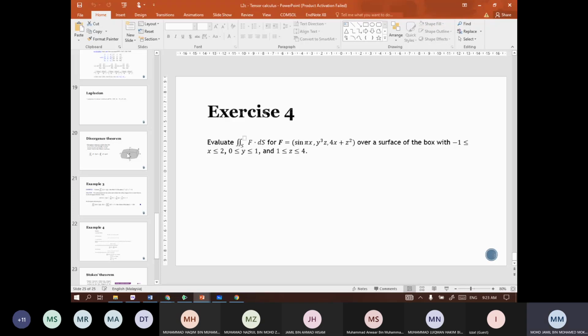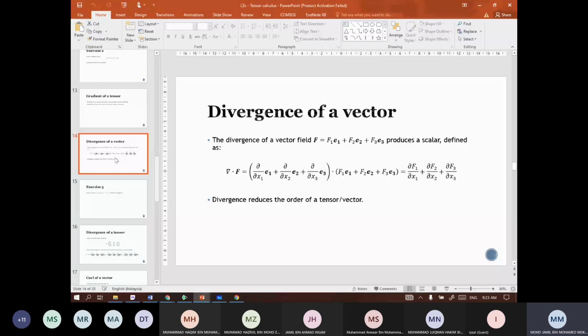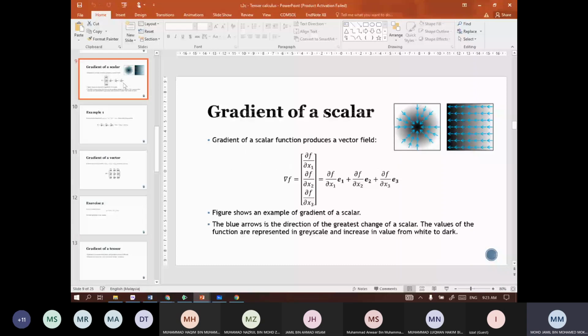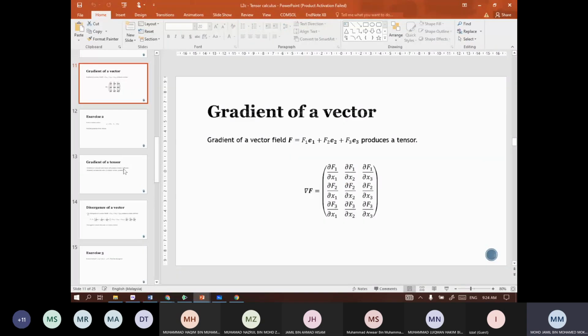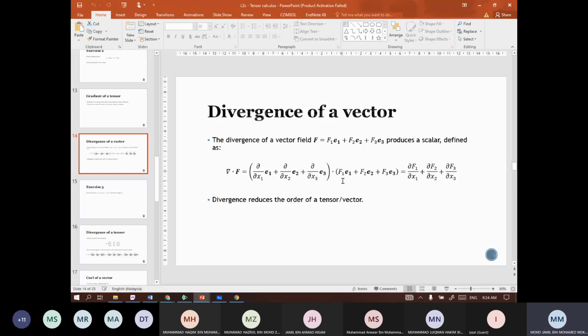Gradient of vector and also divergence of vector. When it involves tensor, the calculation is much more difficult, so it will not come out in the exam, insyaAllah. What usually comes out is how to calculate gradient of scalar, because starting next week we will use a lot of this triangle symbol here, the del, and also gradient of vector and divergence of vector. We will encounter this quite a lot throughout the rest of the lectures.